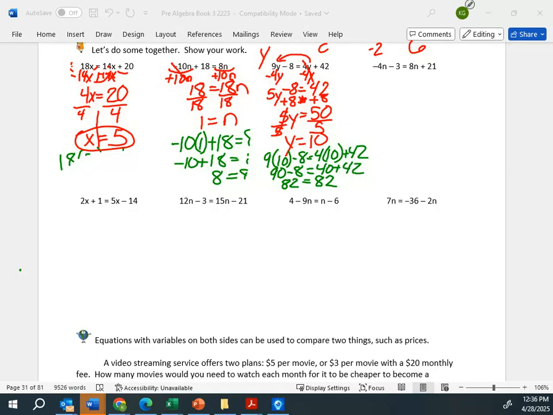I have lots of us with our hands up, so lots of us know what they did for their first step. Fallon, what'd you do? I did -4n plus 4n and 8n plus 4n. So you moved the 4n over to the right. So -4n plus 4n zeros out. So I have -3. 8n plus 4n is 12. I'm bringing down the rest of my equation, which was plus 21.